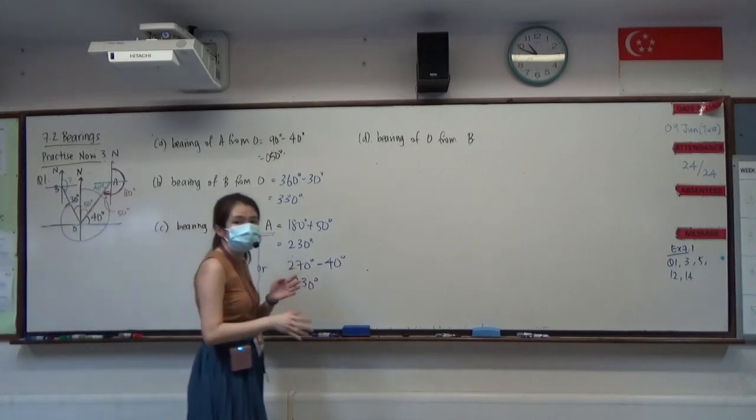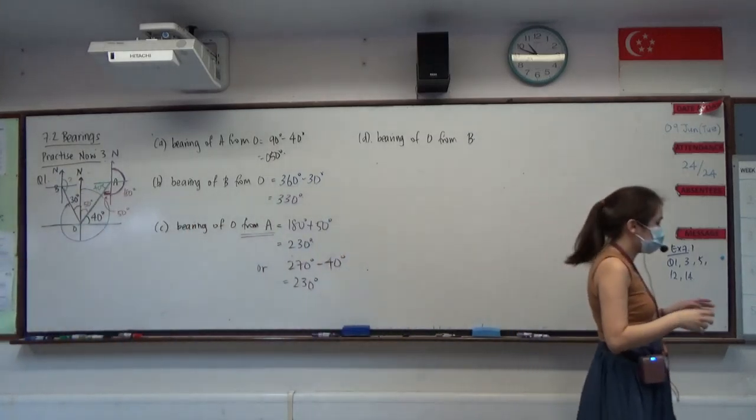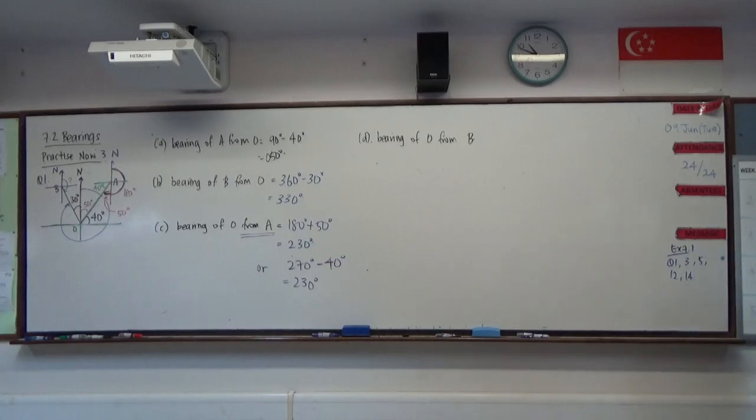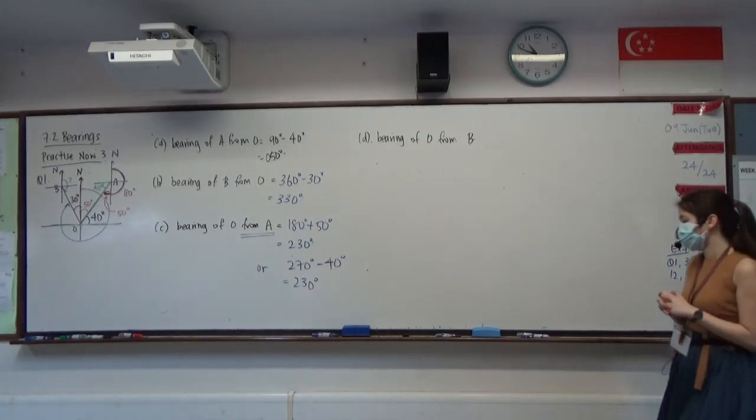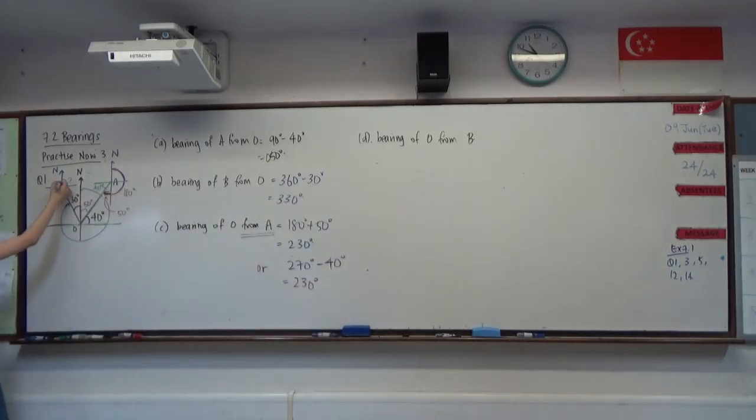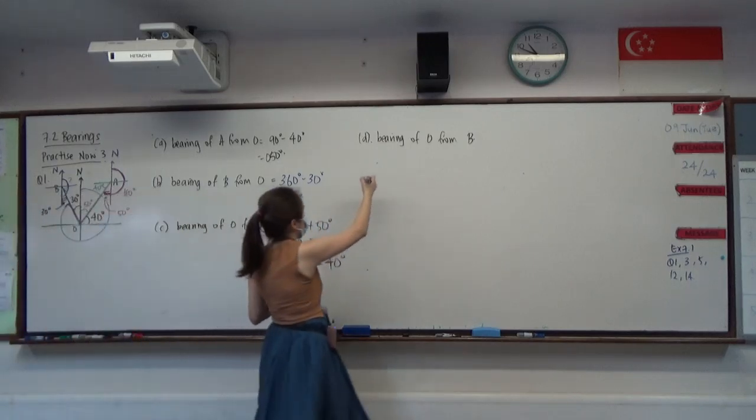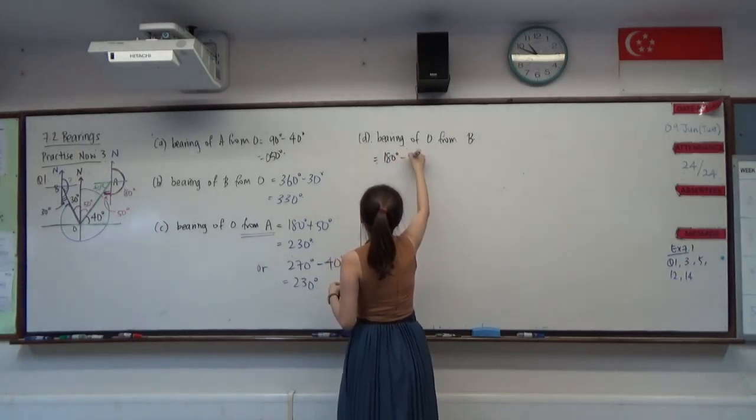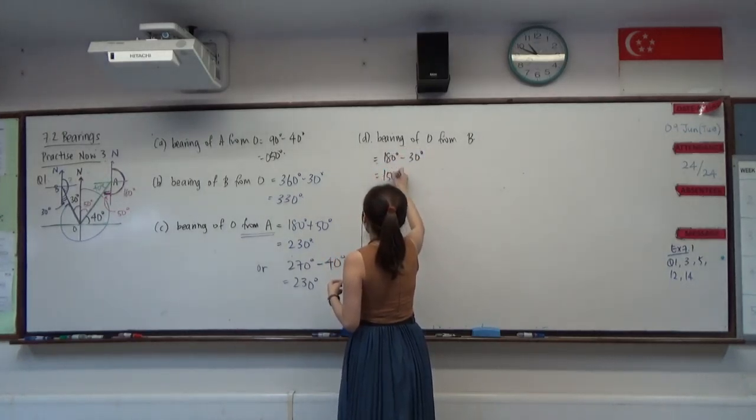Are we done? Yes. Okay, then Joseph, tell me what's the answer. 150. 150, very good. Okay, so we get 150 because we can see that this whole angle is 180 degrees. We got alternate angles going on, and we get this to be 30 degrees. So 180 minus 30, and we get 150 degrees.